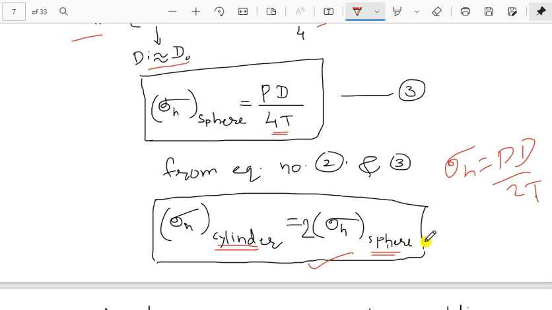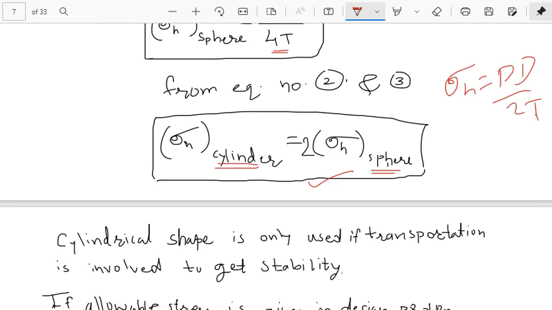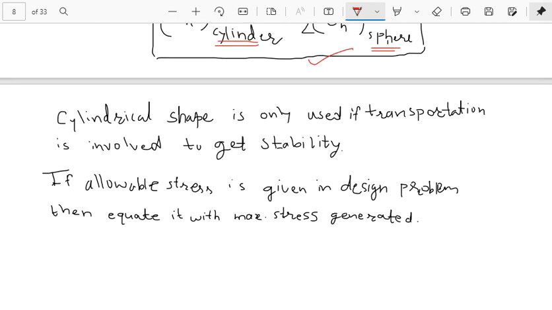But you can see, on the roadsides, the pressure vessels which carry petrol or any gas are generally cylindrical, not spherical. The reason behind that is stability. To carry a spherical shaped vessel is difficult as compared to a cylindrical shape. So if there is transportation, then we will go for the cylindrical design. Otherwise we will generally go for the spherical pressure vessel.